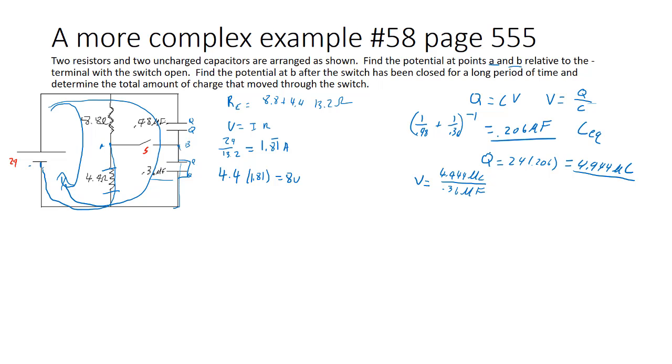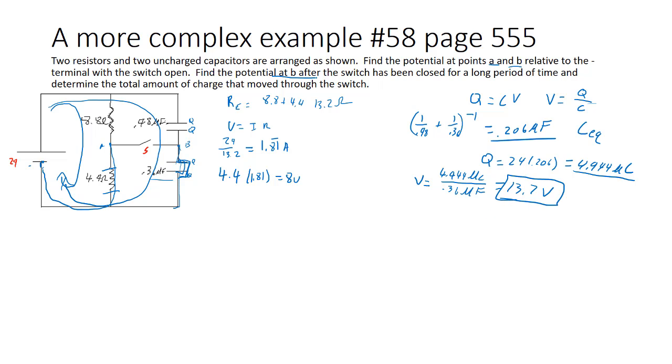So 4.944 divided by 0.36. The micros will cancel, and that leaves me with about 13.7 volts. Because there's a 13.7 potential difference from one side of this to the other, that's the same as from point B to this point on my battery, so 13.7 volts. Now that was all with the switch closed.